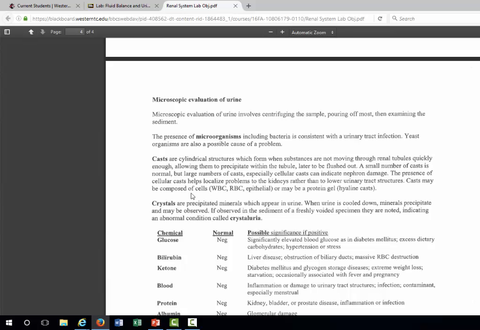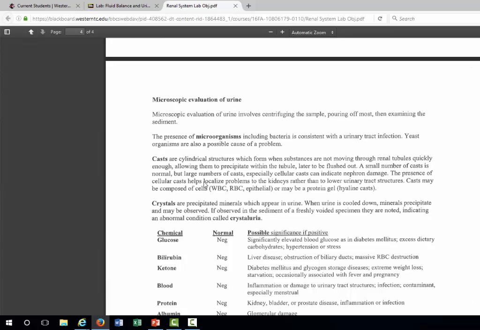Sometimes they're made up of cells, or they might just have a molecular basis, not made up of cells. If they're cellular, it tells us that there are problems in the kidney, damage within the kidney itself versus the lower urinary tract. But you don't have to diagnose what casts are. Just know that casts are those cylindrical structures and crystals are just mineral precipitates that we might see in the urine.